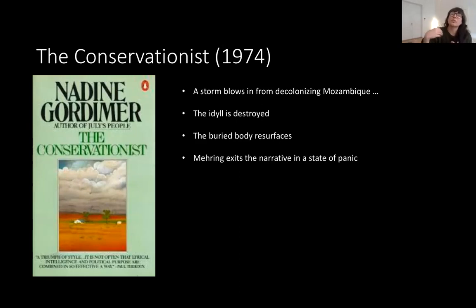The storm destroys the pastoral idyll. So what Mehring has described in terms of all of this natural beauty and a sense of communion with it, the storm destroys it, and actually the depiction of the pasture after the storm is really quite intensely Gothic.